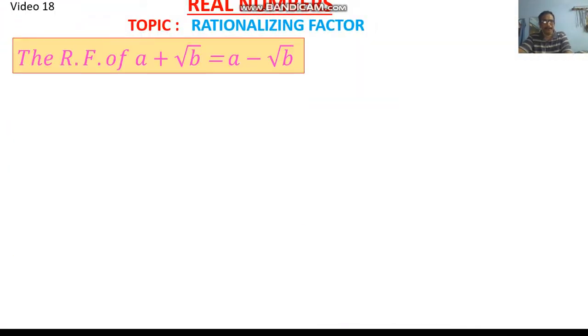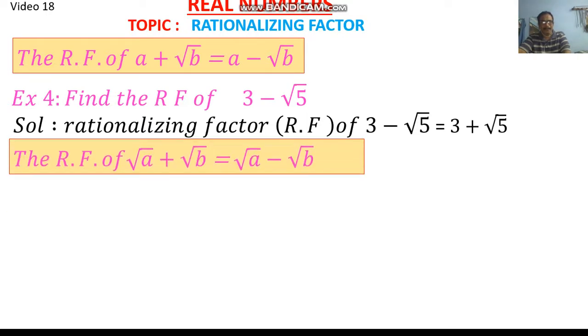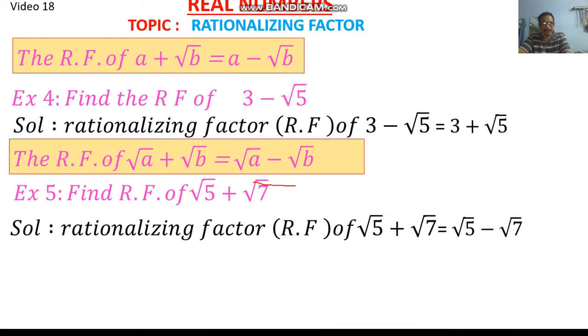Similarly, the RF of a plus square root of b is equal to a minus square root of b. Take for example, find the RF of 3 minus root 5. The RF of 3 minus root 5 is equal to 3 plus root 5. Similarly, the RF of square root of a plus square root of b is equal to square root of a minus square root of b. Take for example, find the RF of square root of 5 plus square root of 7. That can easily be found by simply changing the plus symbol to minus, and we get the RF of the given problem. So, thank you.